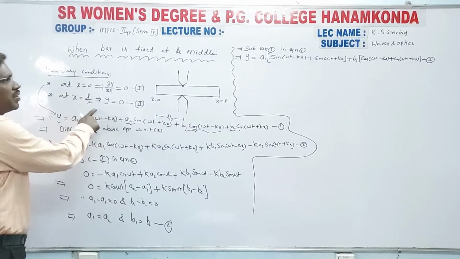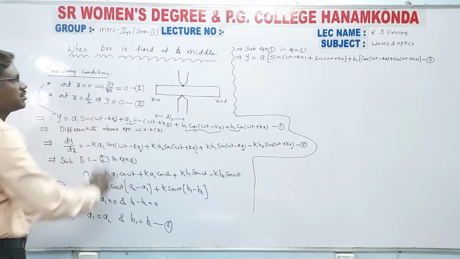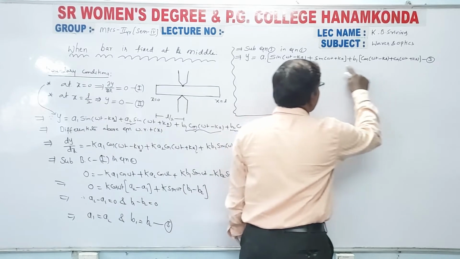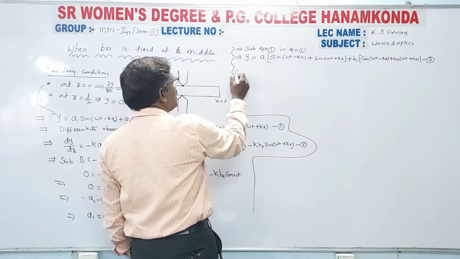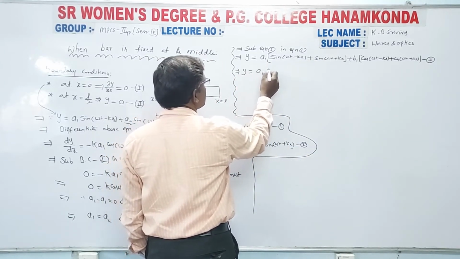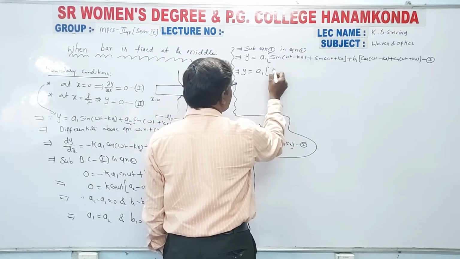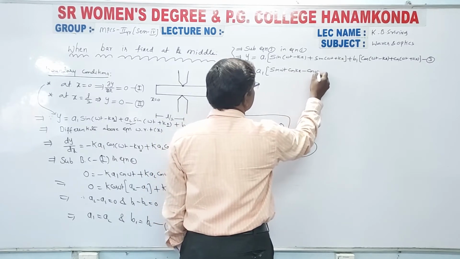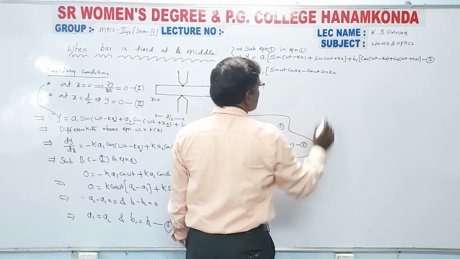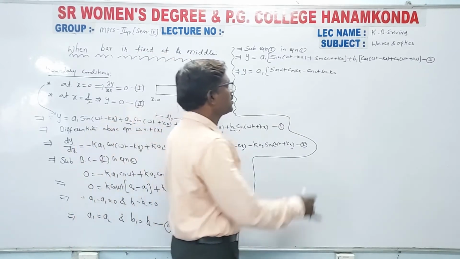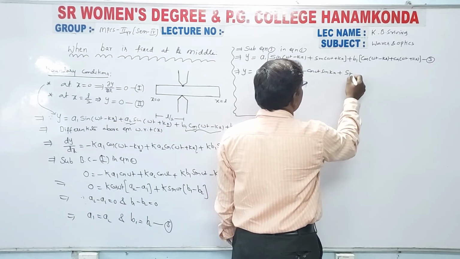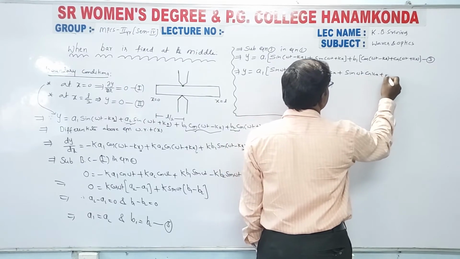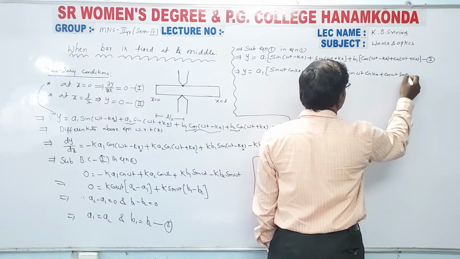Just put x as L by 2 when y is equal to 0. Before substituting boundary condition 2, let us first expand these terms. Simply I am using sin of a minus b and sin of a plus b. Sin of a minus b can be written as sin a cos b minus cos a sin b. Clear? Right. Coming to sin of a plus b, it can be expanded as sin a cos b plus cos a sin b.